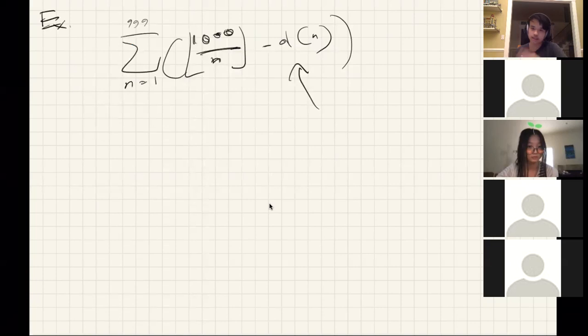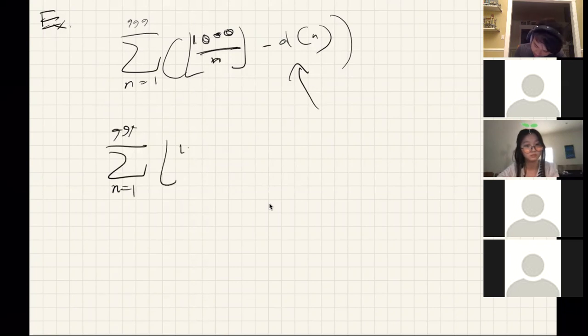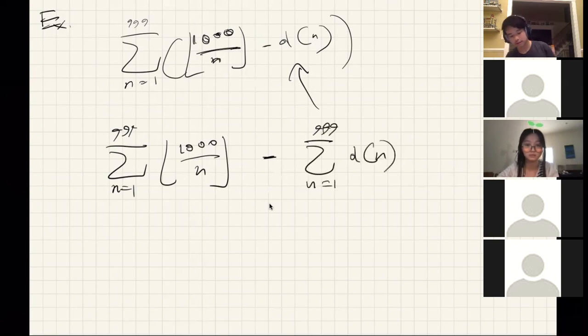So the first key here is the summand. You have no idea how to simplify the summand. Can you really write this in a better form? I do not think you can. So the first thing you do is split the sum into two parts. The first part involves the floor function, and the second part is going to involve the divisor function.